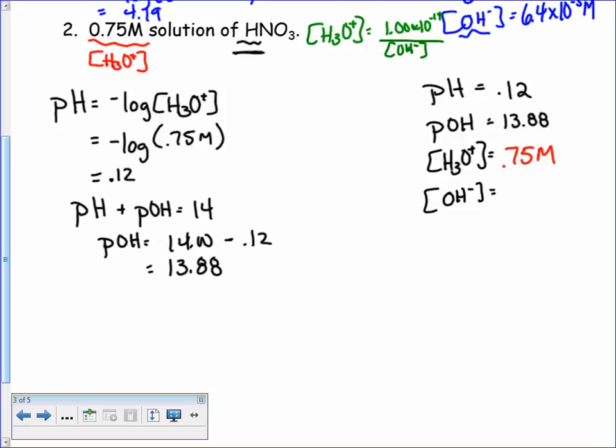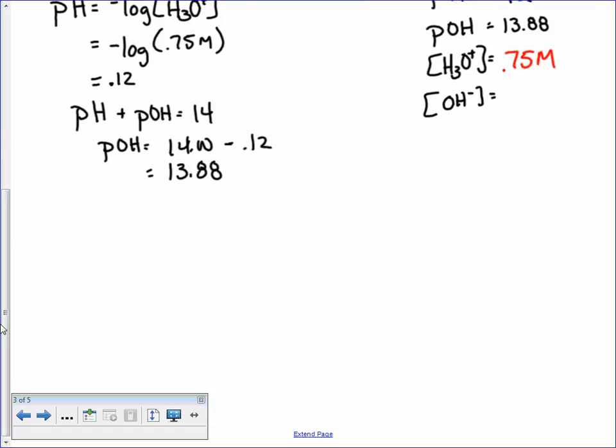I'll show you another way to calculate hydroxide ion concentration, and you can do this for hydronium as well. You can use the equation hydronium concentration times hydroxide concentration equals 1 times 10 to the negative 14. You know what, we're going to stick with that. I'm not going to show you the other right now. I want to be with you when I show you that.